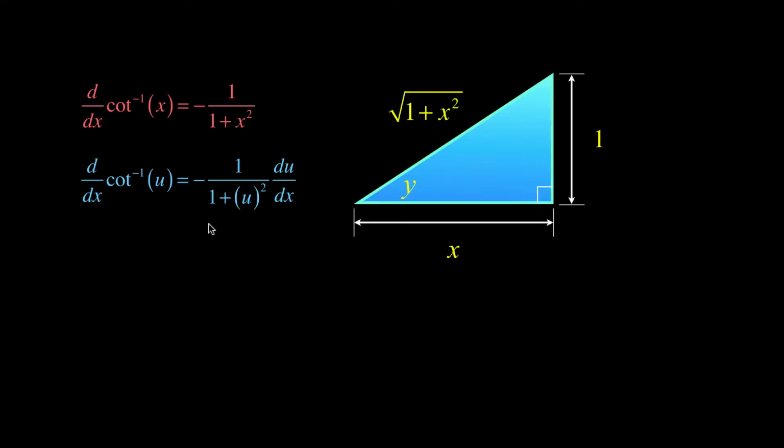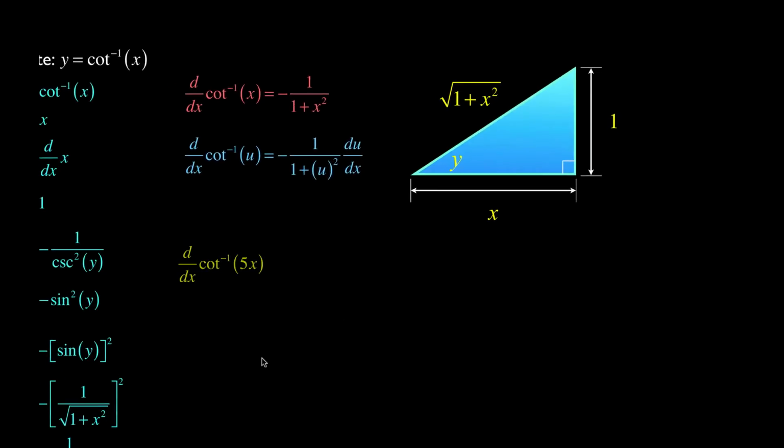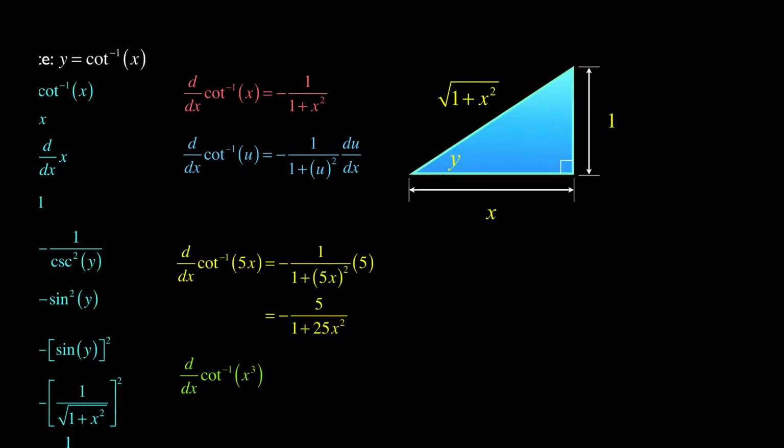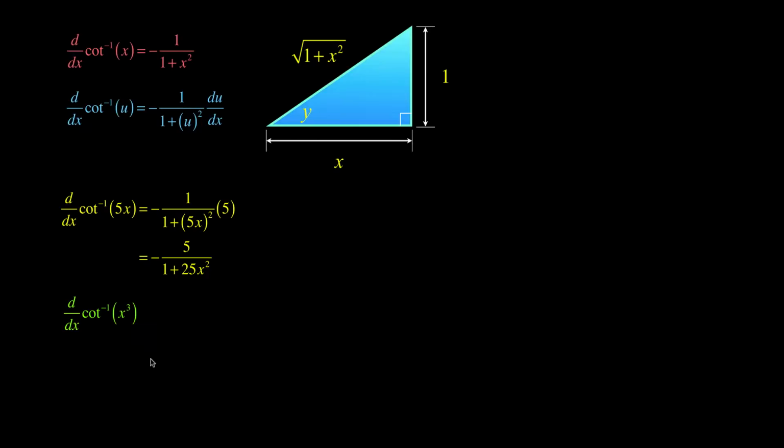So now let's try a few of this form. Beginning with d by dx of cotangent inverse of 5x, I would write negative 1 over 1 plus, and I would take that function and square it in the denominator and multiply by the derivative of the 5x, which would be 5. Multiplying the numerators, I get negative 5 over 1 plus, and then squaring this term in the denominator, I get 25x squared.